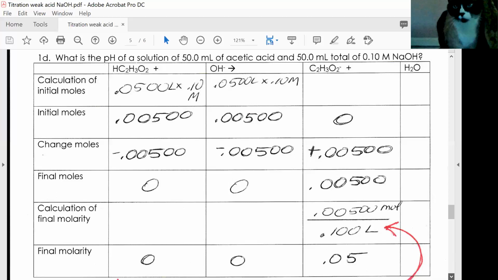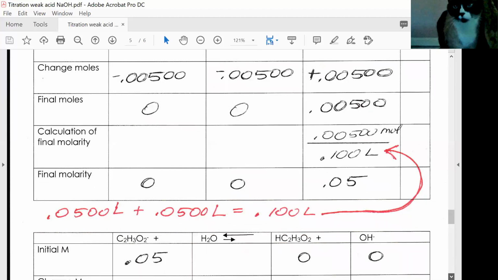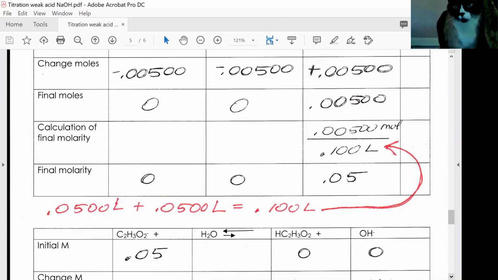So now we're going to do our calculation of our final molarity. We have 0 acetic acid, 0 hydroxide, and for our acetate we have 0.00500 moles over 0.100 liters. Our volumes were additive. So for our final molarity of acetate, we get 0.05 molar.